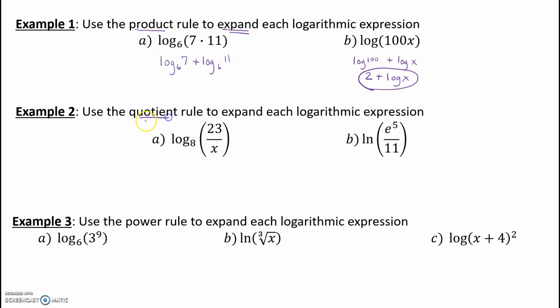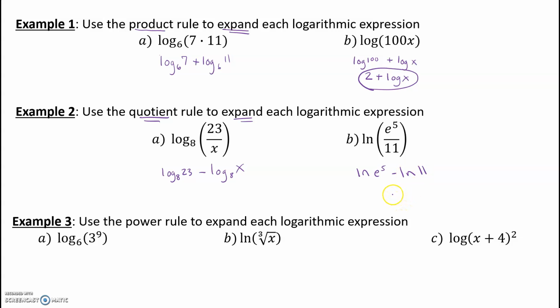All right, quotient rule. Quotient rule deals with division. And again, they're telling us to expand. So we want to take something that's in one log and expand it out. So we have log base 8 of 23, and the way you expand division is subtraction, log base 8 of x. Again, this one doesn't really help me much. Here we have a natural log. Remember, your base is e. So natural log of e to the 5th minus natural log of 11.